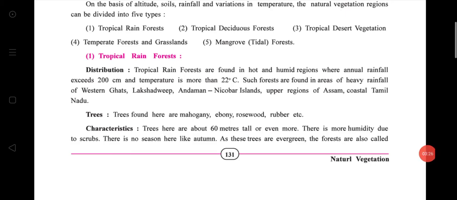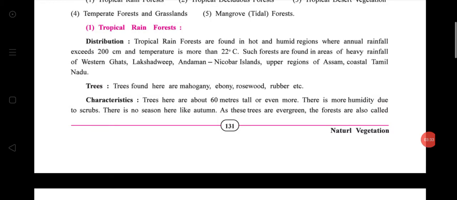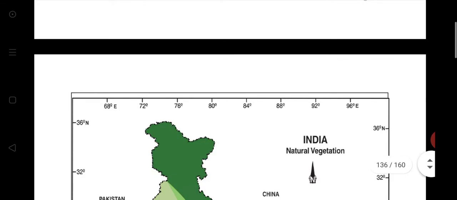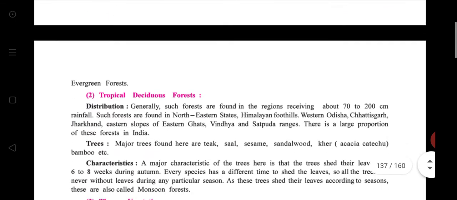See students, we just revise, that's why I explain speedily. So tropical rainforest has more than 200 centimeter rainfall and more than 22 degrees Celsius temperature. Trees like mahogany, ebony, rosewood, and rubber. These trees are 60 meters tall or more. It is also called evergreen forest.